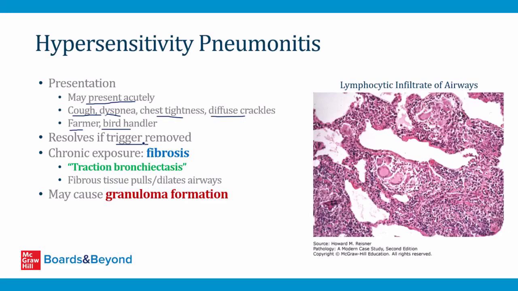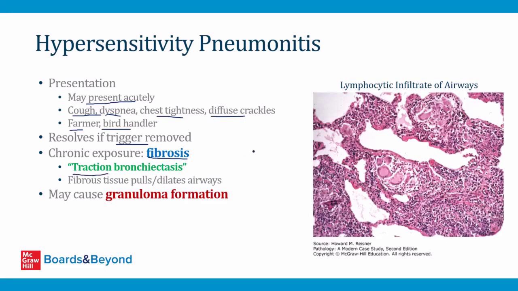But in patients who chronically are exposed to these things and continue to work in these environments, if they have ongoing chronic pneumonitis, they can eventually develop diffuse fibrosis. And this is what can lead to interstitial lung disease. They sometimes develop a special form of bronchiectasis called traction bronchiectasis.